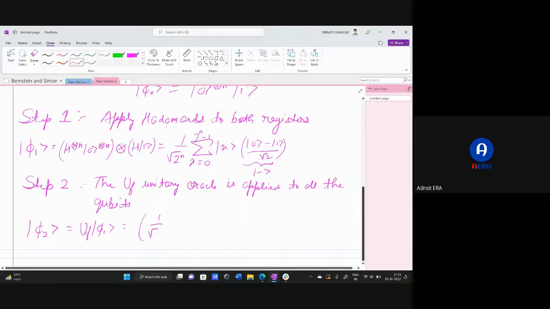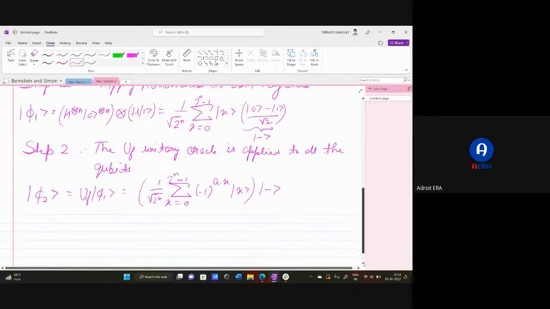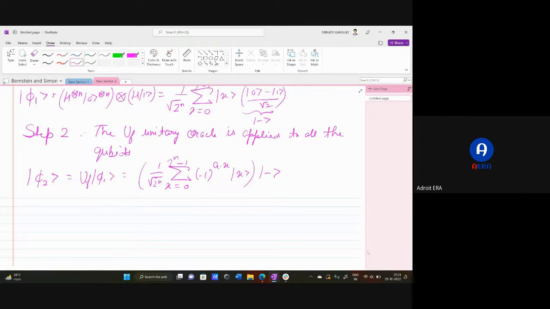1 upon under root 2 to the n, again, I'm using those same formulas, so not going to mention them, but yes, please go through the notes. Hadamard applied to n qubits, that's very important. Minus 1 to the a dot x, and then ket x. If you compare this with Deutsch Jozsa again, you will start seeing the similarities of how it is coming into the picture.